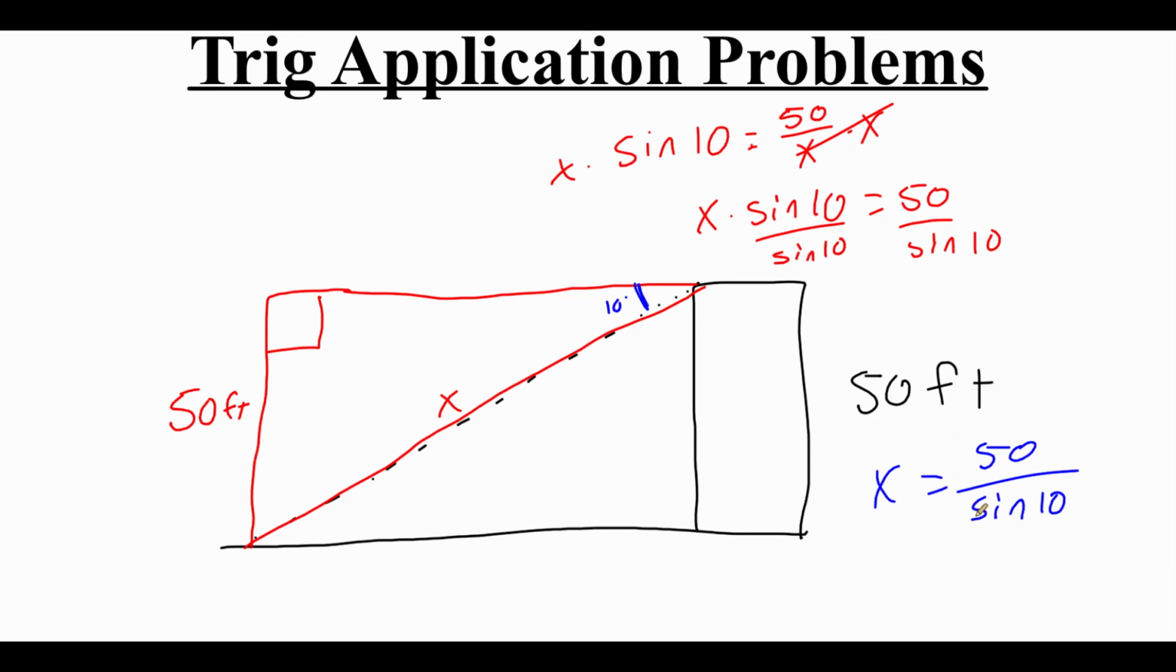Since we're dealing with a degree angle, we will need to make sure that our calculator is in degree mode. Now when we take 50 divided by that sine of 10 degrees, we're going to end up getting about 287.94 feet. So that's the length of wire we need for this zip line.